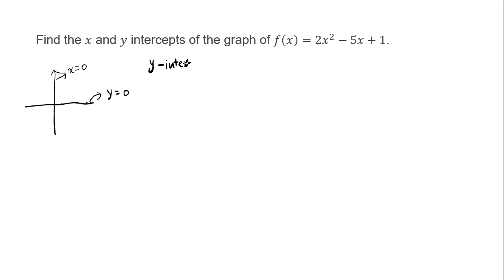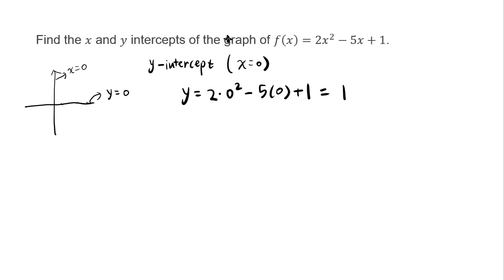For the y-intercept, that means you set x as 0. So you have y equals 2 times 0 squared minus 5 times 0 plus 1. And 0 squared is 0, 0 times anything is 0, so you just get 1.